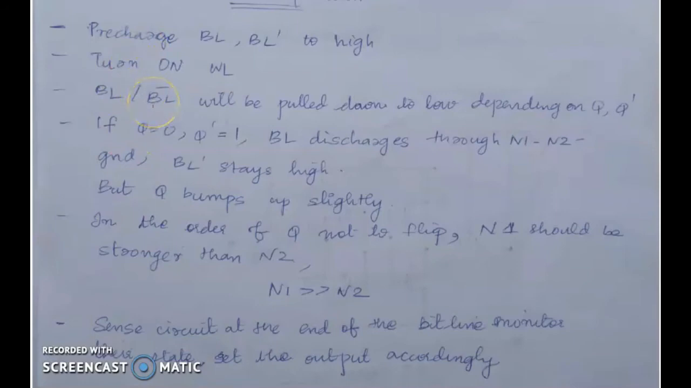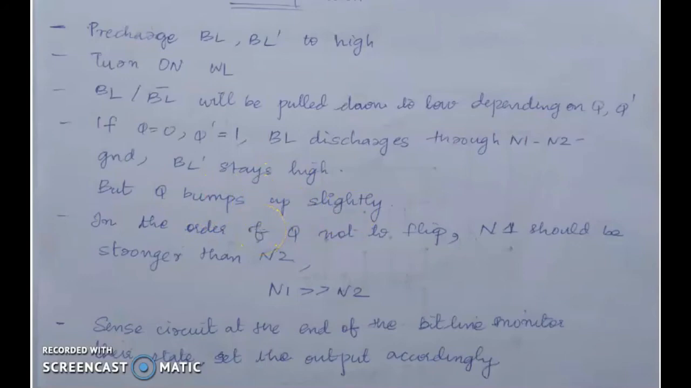Bitline and bitline bar will be pulled down to low depending upon Q and Q bar. So if Q is 0 and Q bar is 1, then we know that bitline has to become 0 and bitline bar has to become 1. So bitline discharges through N1, N2 to the ground, and bitline bar stays high. But Q bumps up slightly.